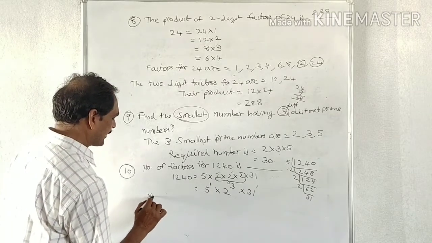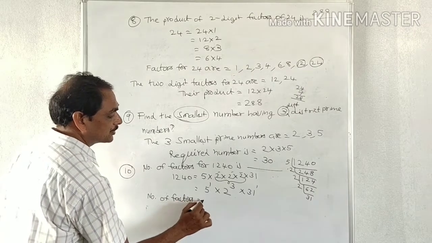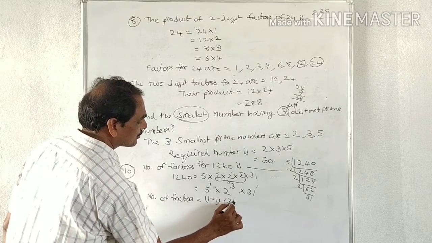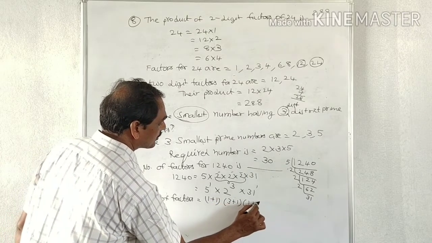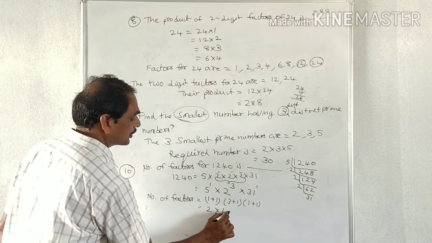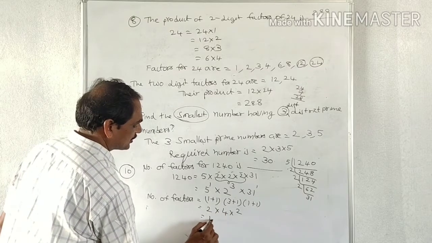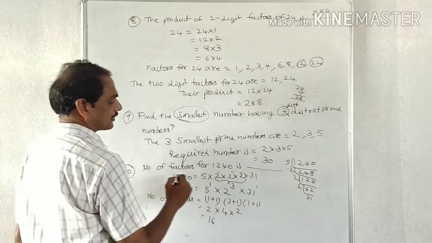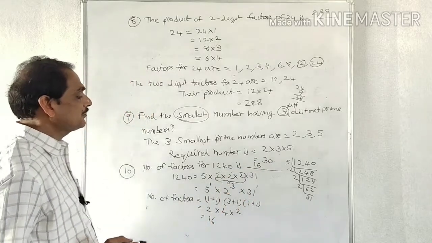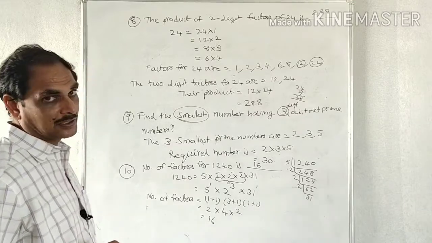Now the number of factors. The number of factors is equal to 1 plus 1, into 3 plus 1, into again 1 plus 1. So 2 into 4 into 2. 2 4s are 8, 8 2s are 16. So the number of factors for 1240 is 16. There are 16 factors. This is the 10th problem. Next.